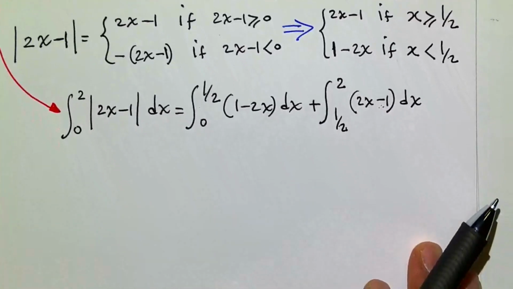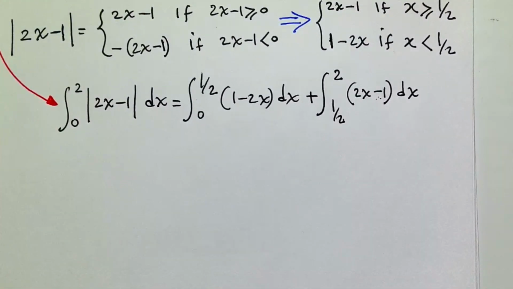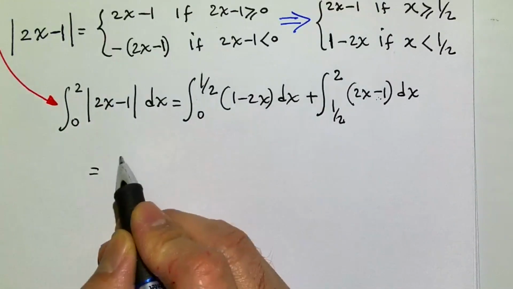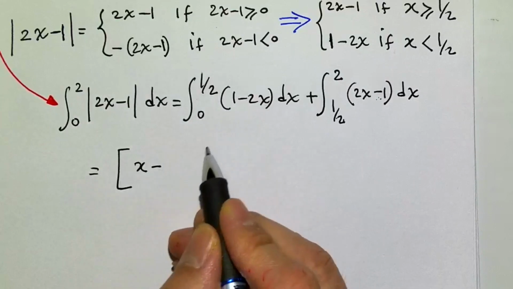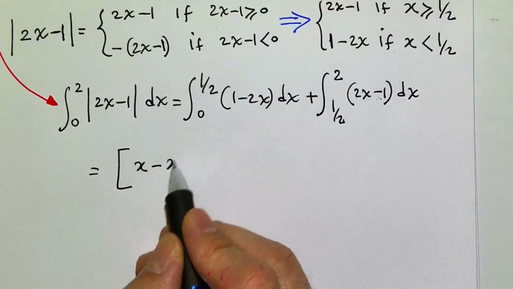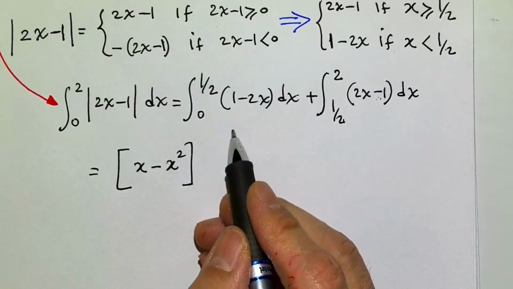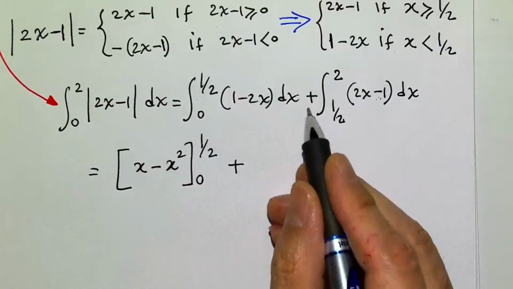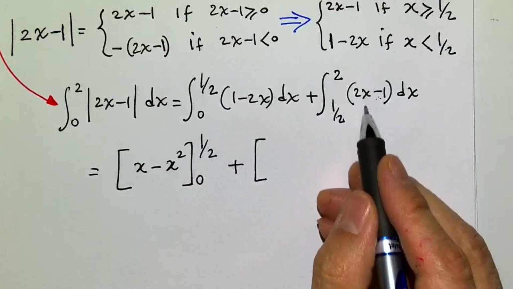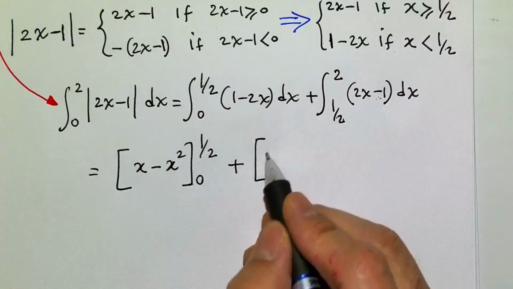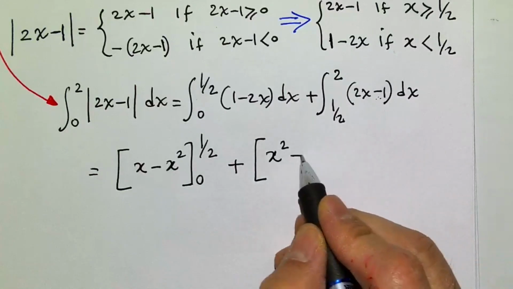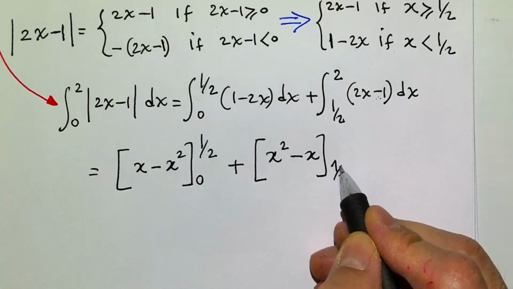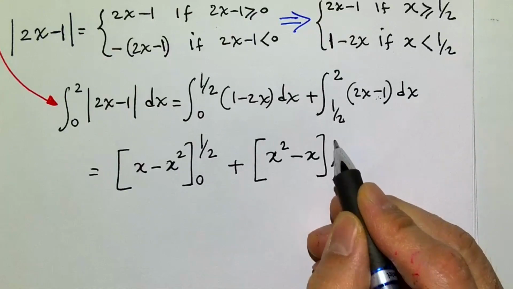Now we can easily integrate this. So we have x minus x squared going from 0 to 1/2, plus x squared again minus x going from 1/2 to 2.